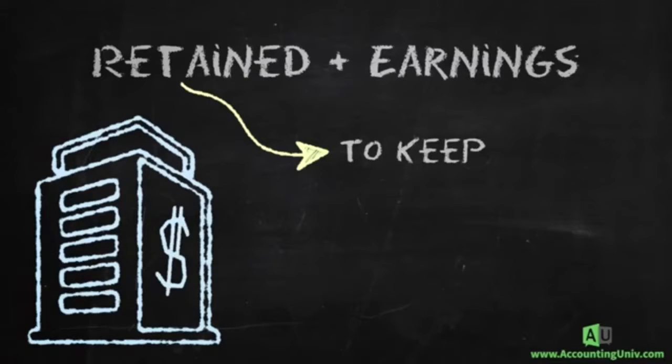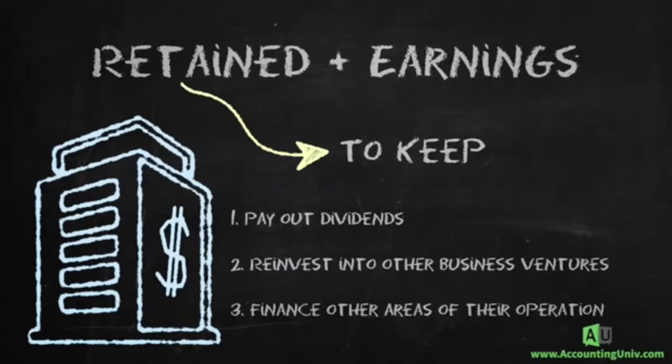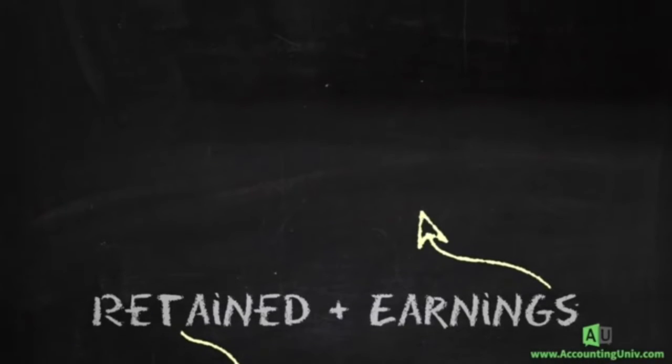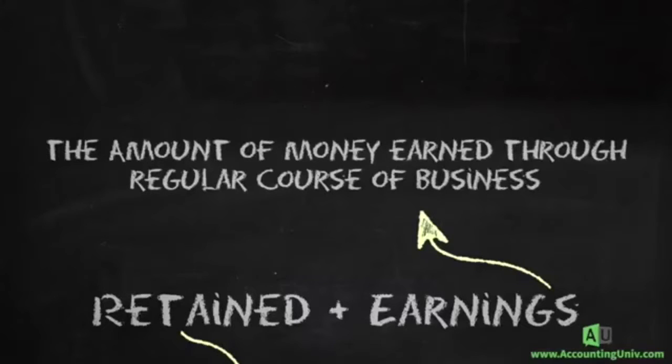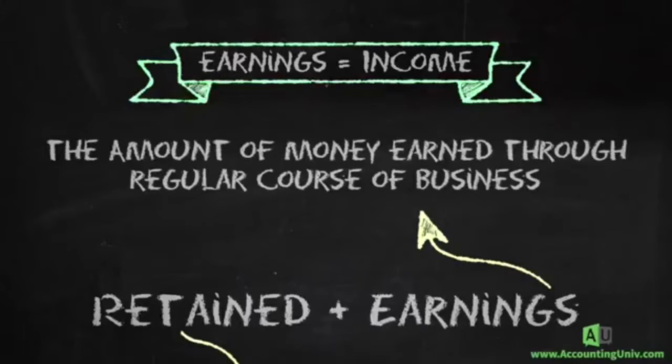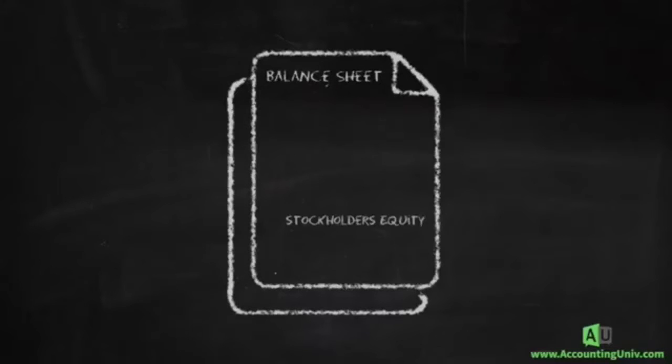What is retained earnings used for? 1. To pay out dividends. 2. Reinvest earnings into other business ventures. 3. Finance other areas of their operations. Earnings is the amount of money earned through the regular course of business after all expenses are deducted. Where is retained earnings reported? Retained earnings is reported in the stockholders' equity section on the balance sheet.